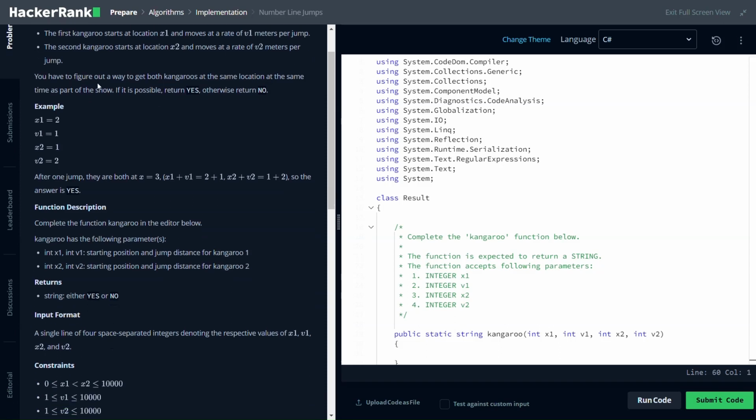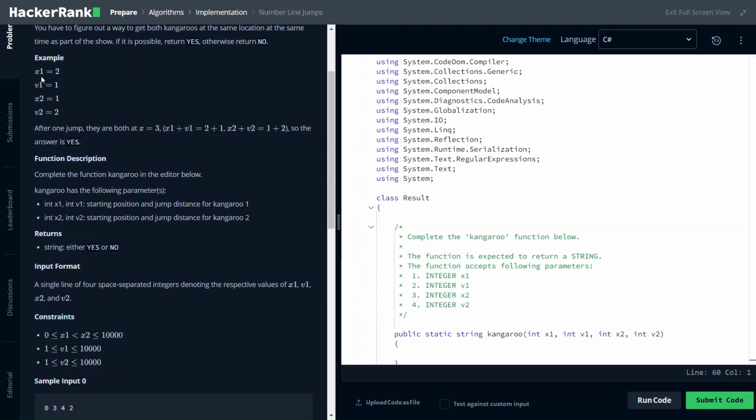You have to figure out a way to get both kangaroos at the same location at the same time as part of the show. If it is possible, return yes, otherwise return no. Example: x1 is equal to 0, v1 is equal to 3, x2 is equal to 4, v2 is equal to 2. After one jump, they are both at x equal 3, so the answer is yes.